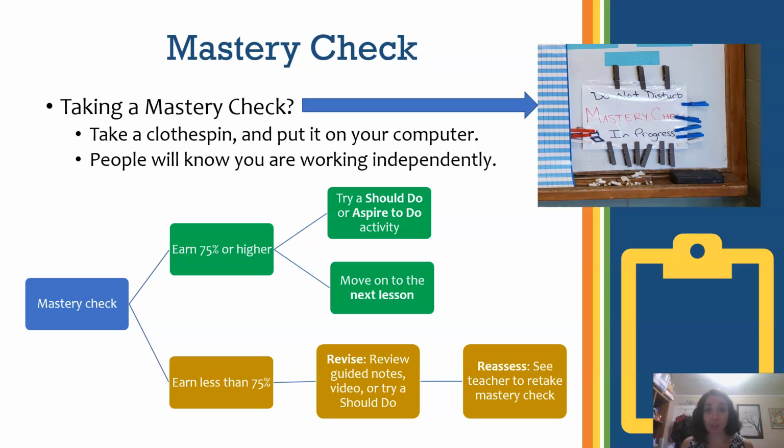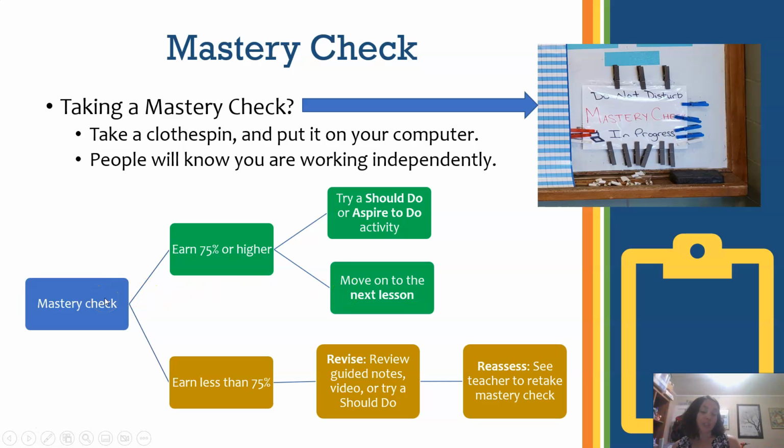After you take a mastery check, what happens? Two things. First, you might earn a 75% or higher. In that case, it is time for you to maybe try a should do or an aspire to do activity. Or if it's available, you may move on to the next lesson.